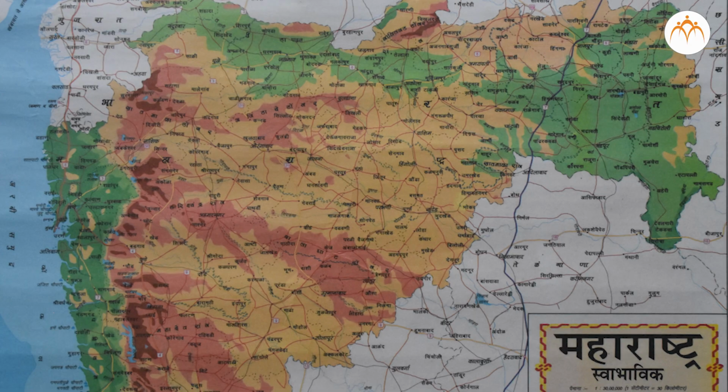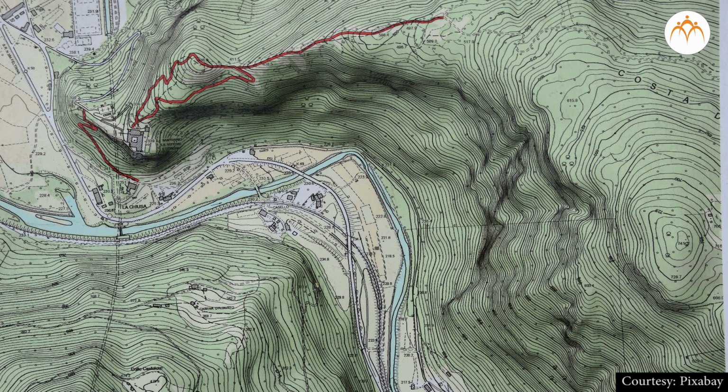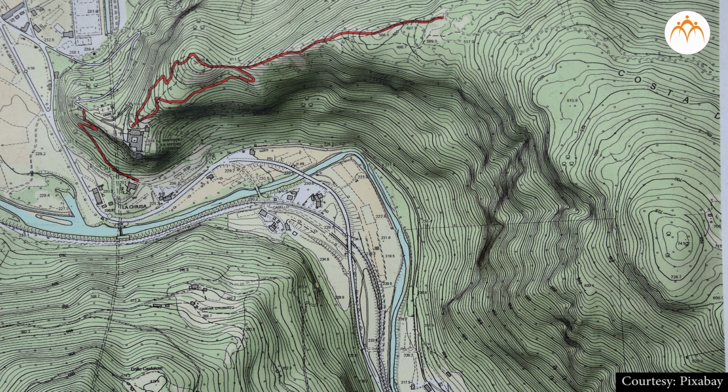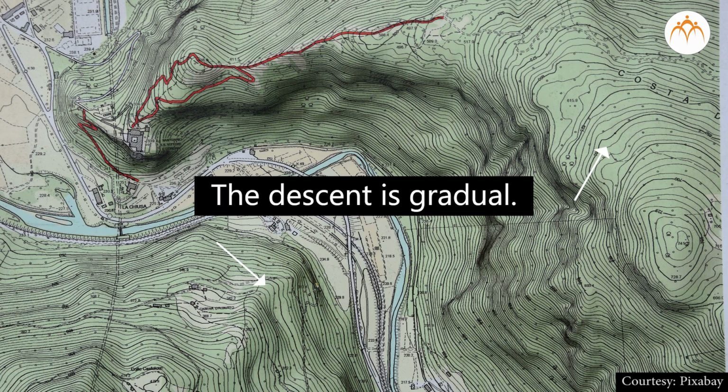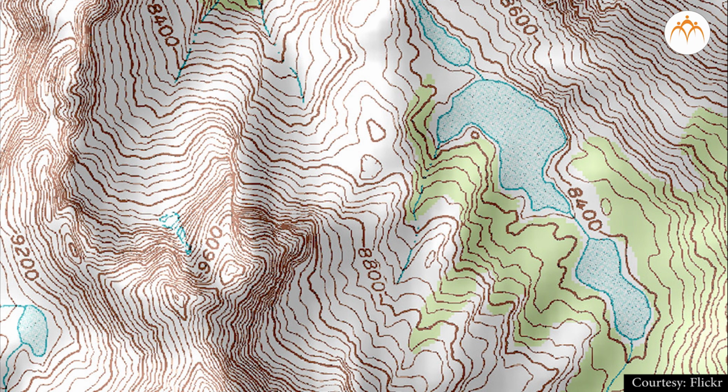When we want to show the slope on maps, it is shown by contour lines. If the contour lines are close to each other, the descent is sharp, and when the contour lines are spaced away from each other, the descent is gradual. Such maps are useful for the mountaineers. They give proper information about the directions and safe routes.